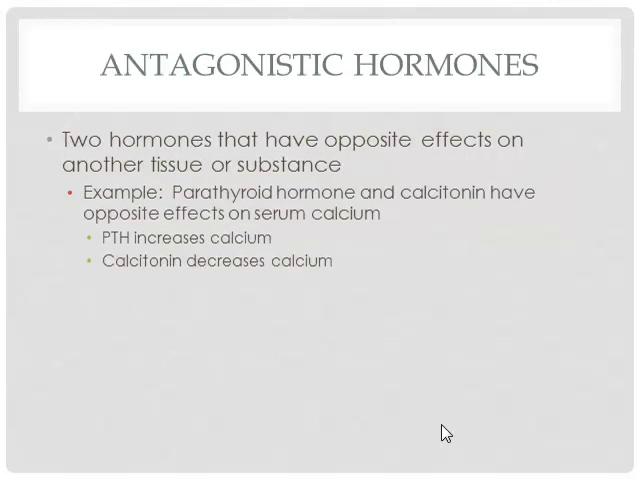Antagonistic hormones is the term that we use for hormones that are going to have opposite effects on tissues or substances. So, for example, parathyroid hormone and calcitonin. Both of these are going to try and change the levels of calcium, and they are going to counteract each other. The parathyroid hormone is going to increase the calcium levels in the blood, whereas the calcitonin is going to decrease the calcium levels in the blood.